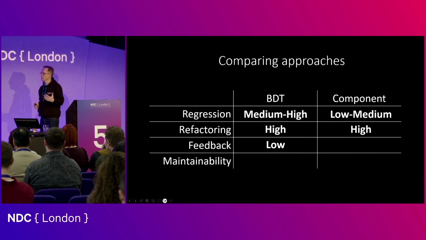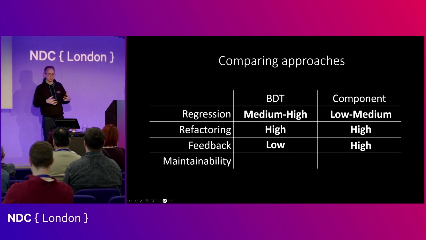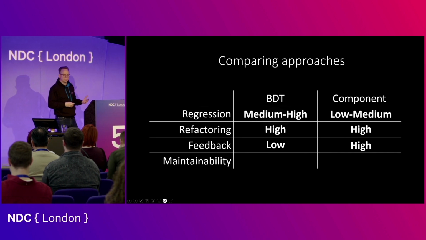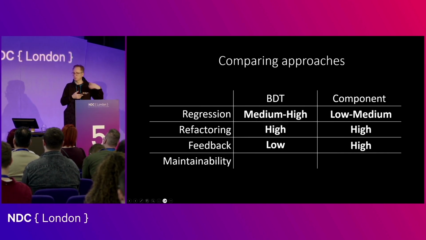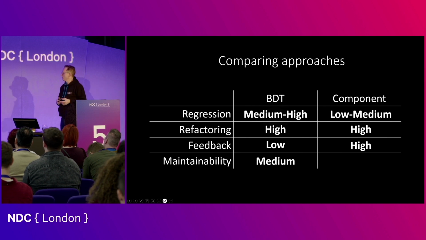So typically they're a bit slower. bUnit is comparatively very fast, right? It's like a unit test, right? So an individual test will take milliseconds to run.